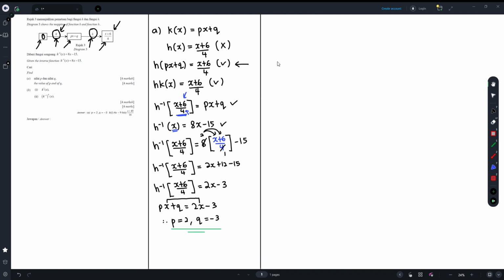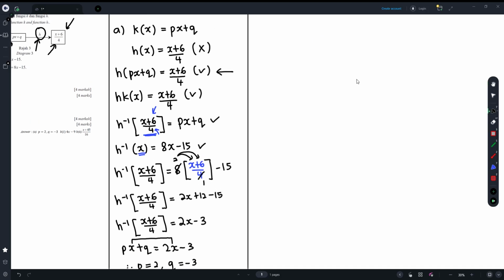So for part B1, we are required to find k square x. So let's do that. So this is B Roman 1. The kx is equivalent to px plus q according to the question here. I'm using this particular equation, and I have already found my values of p and q, which give 2x minus 3. So substitute the value of p and the value of q properly, and you'll get this particular function.